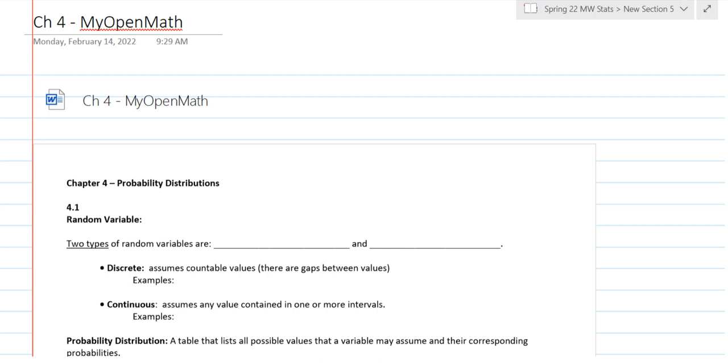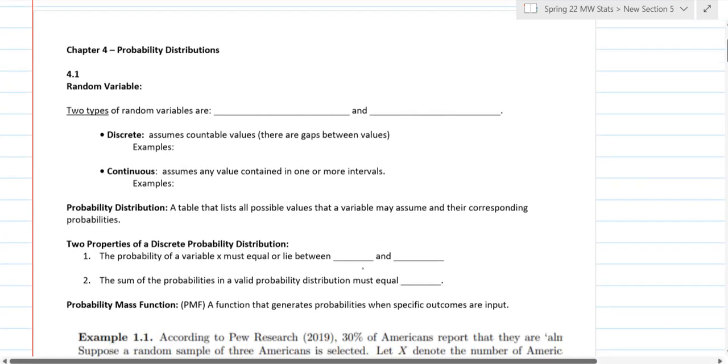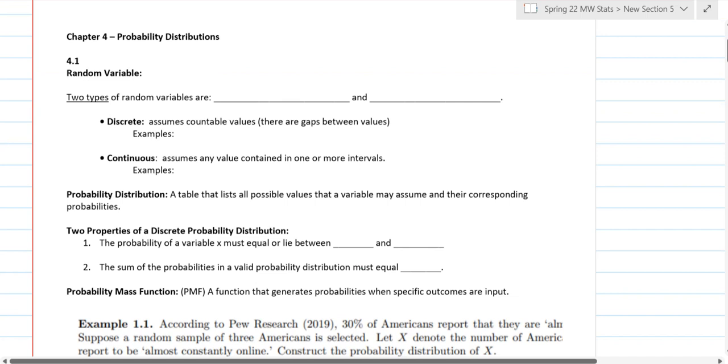So let's go ahead and get started on Chapter 4, Probability Distributions. We're just going to do these first two sections here. We have a random variable for 4.1. A random variable is a variable whose value is determined by the outcome of an experiment.